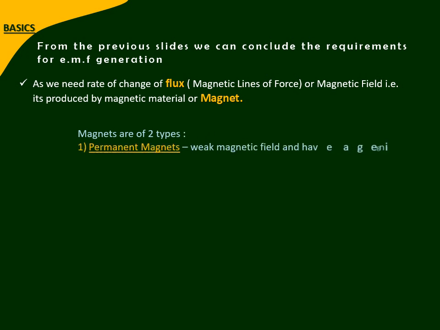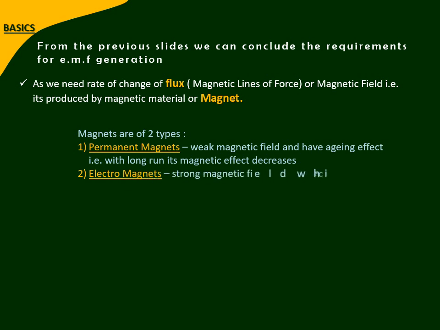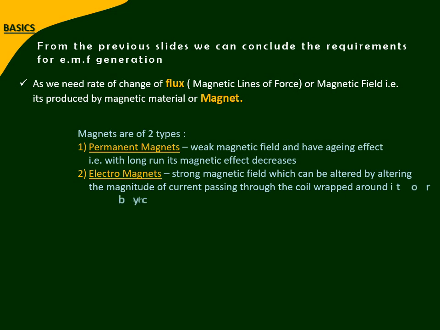Magnets are of two types. One is permanent, another is electromagnets. Permanent magnets are naturally found magnets and have a weak magnetic field with aging effect. Aging effect means that in the long run its magnetic effect decreases.